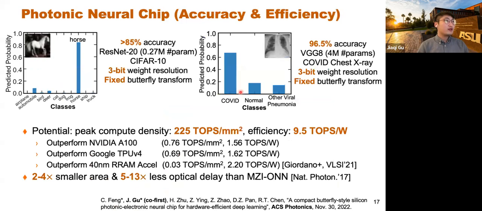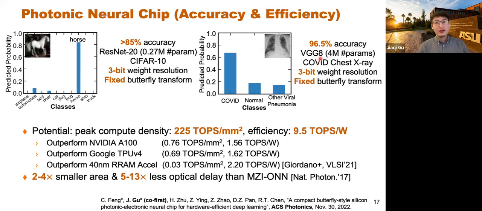And we demonstrate the usage on different machine learning tasks. As you can see, we show ResNet-20, CIFAR-10 on our circuits. We only have 3-bit resolution, which means we only have 8 distinct voltage controls for those phase shifters, and also we fix the butterfly transform. We only tune the diagonal matrix sigma. We can already achieve over 85% accuracy with real measurement data, not simulation data.